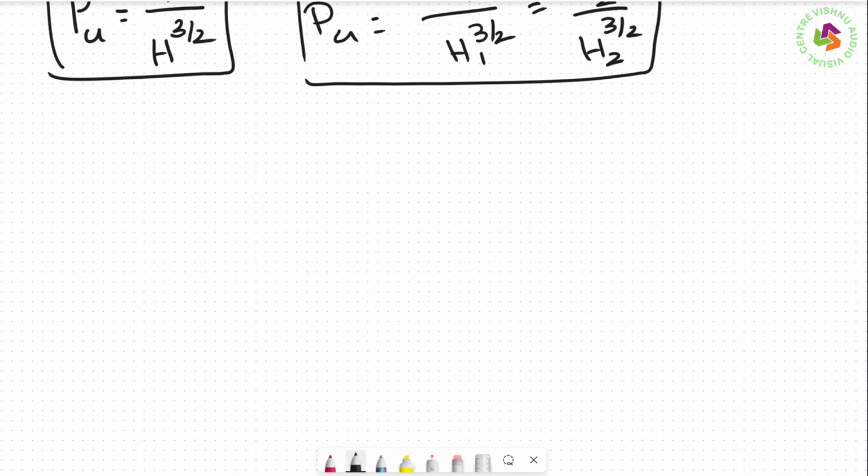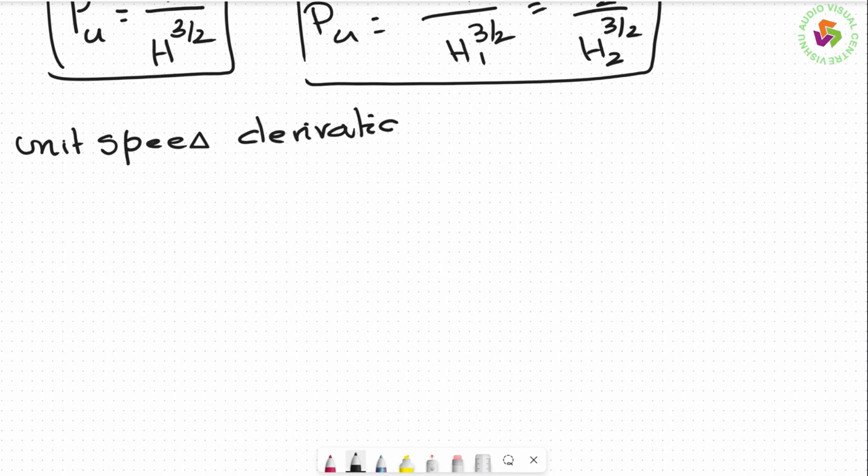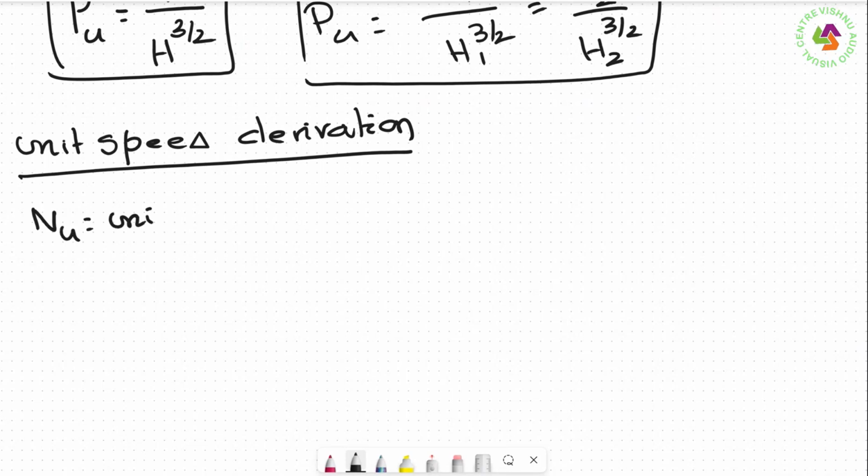So let us take it. Unit speed I will do. Unit speed derivation. Quickly I will go through it. So what is unit speed? Nu is called as unit speed.